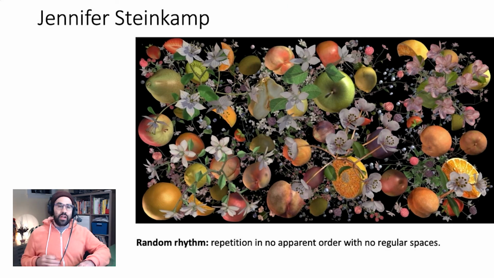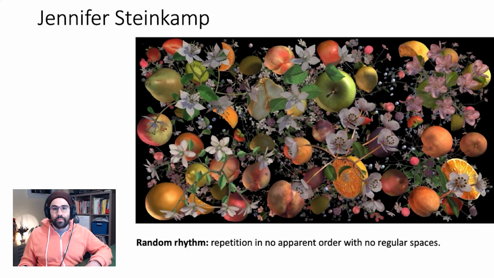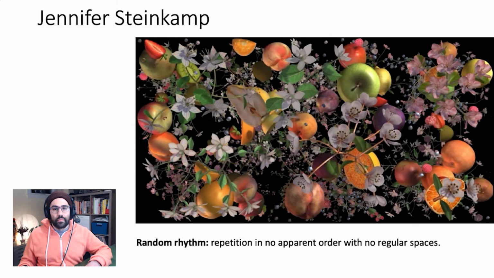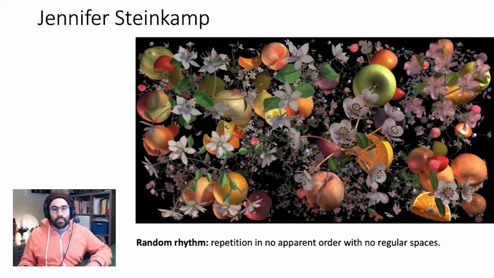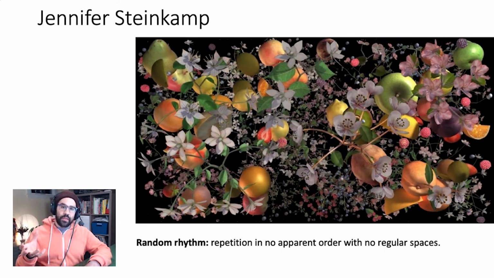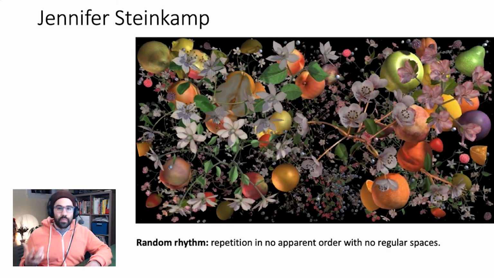Next we have an example from Jennifer Steinkamp, and this is a composition that takes advantage of random rhythm or a random pattern, where there is repetition, but it's not necessarily apparent what the order is. So we can see that here in the still version. This is actually an animation, so I'll play a little bit of this here and we can see how it unfolds. Now you might notice some of the elements are actually spinning in 3D space. That's because these are made with 3D models rather than two-dimensional, which is mostly what we're working in this unit.